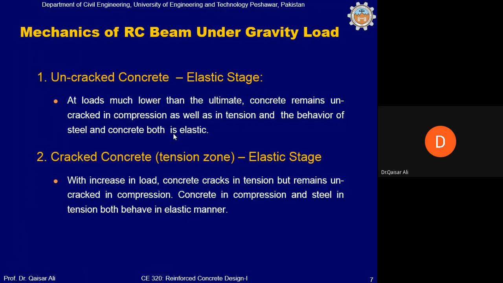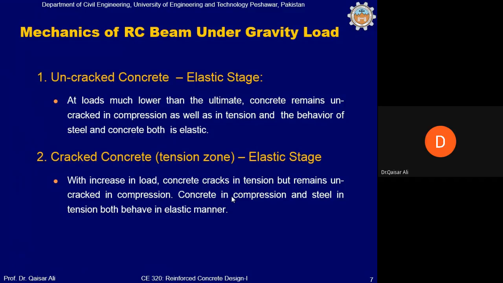The internal behavior of the beam at this stage will be discussed in the next slides. Then there is stage number 2. Stage number 2 is a stage where, when the load is increased, concrete cracks on the tension side. We've also seen this, but it remains uncracked on the compression side. So the cracks have not reached the compression zone, and the cracks have appeared in the tension zone. This is the zone at which the concrete in compression is uncracked, but concrete on the tension side is cracked.